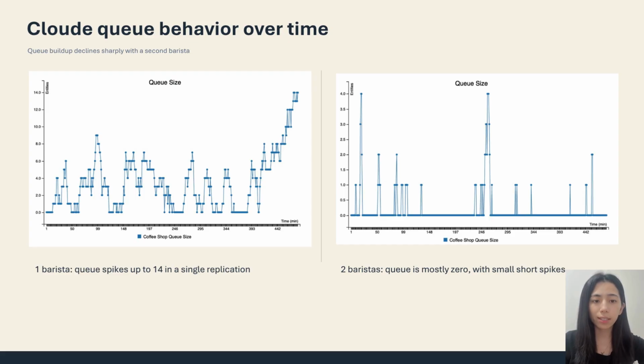So these slides give a visual proof of the same conclusion from the previous slides. One barista can create congestion and long lines during the busy periods, while two baristas make the system smoother and more stable. Overall, the cloud simulation shows that adding a second barista greatly reduces queue build-up, waiting times, and total time in the system.